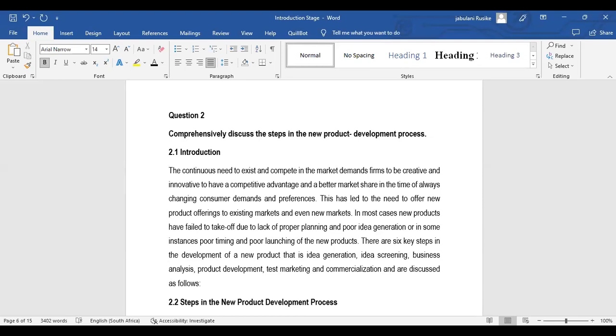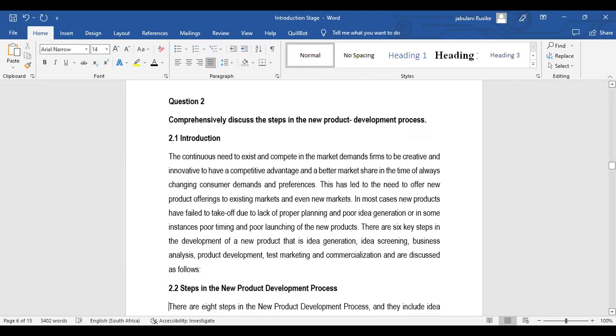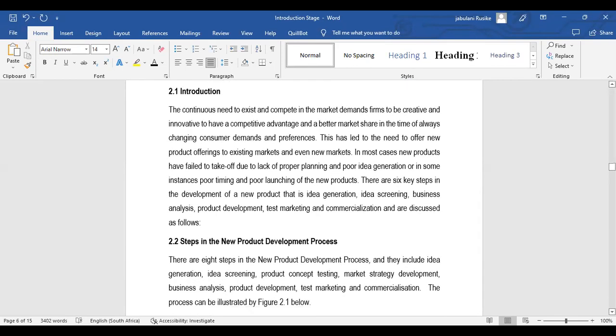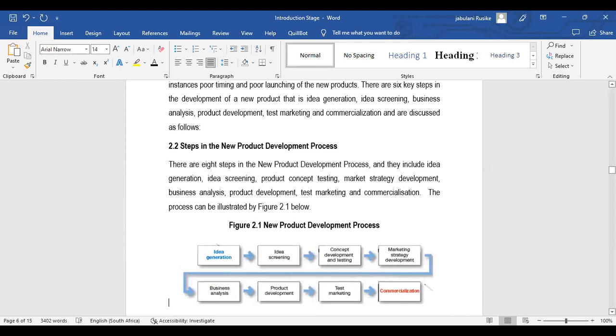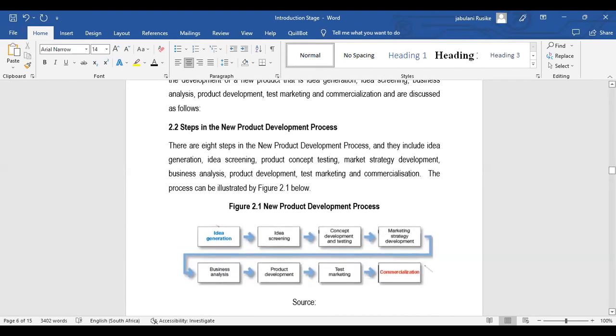So here, comprehensively discuss the steps in the new product development process, right? So now my second subheading is steps in the new product development process. Now there are 8 steps in the new product development process, and they include idea generation and so on. Now the process can be illustrated by figure 2.1.